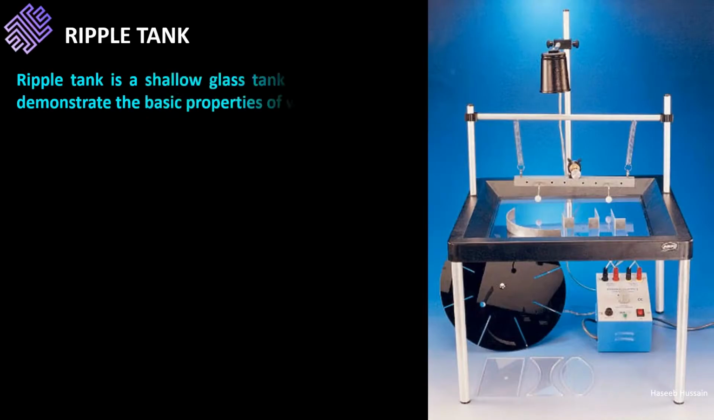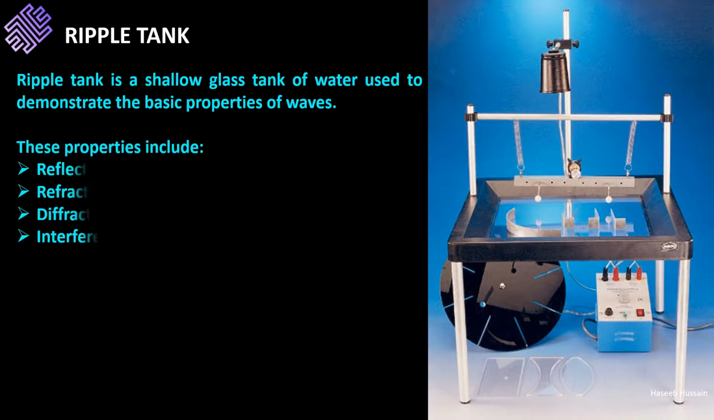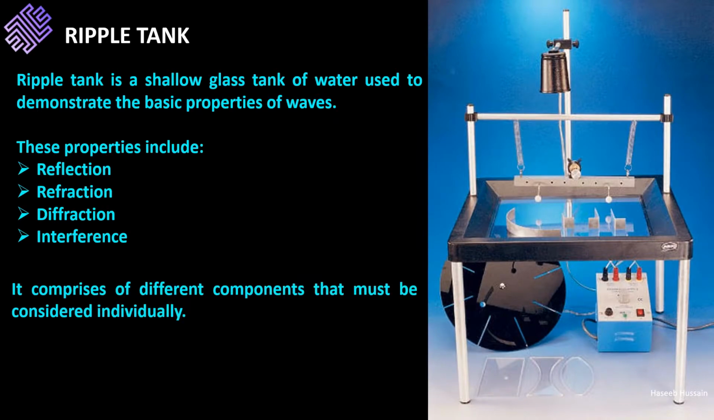Ripple tank is a specialized water tank that is used to study general wave properties. These include reflection, refraction, diffraction, and interference between water waves. The instrument itself is made up of many different components, which we will consider individually.